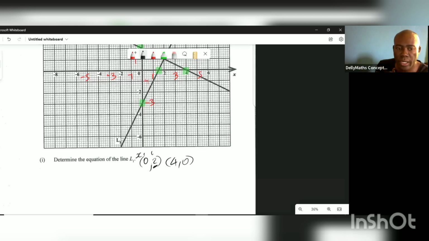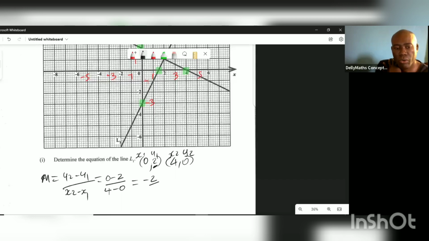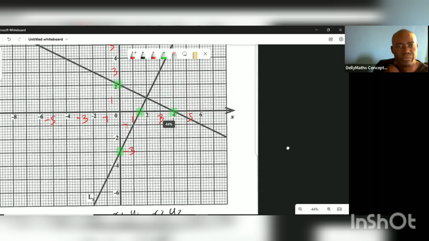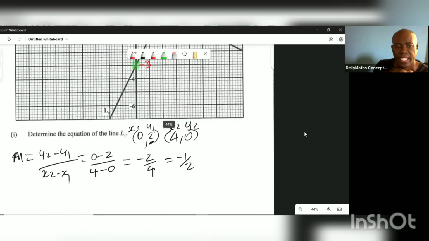So I could say x1, y1, x2, y2. And we know that the gradient m is equal to y2 minus y1 over x2 minus x1. So this is going to equal 0 minus 2 over 4 minus 0. So I'm getting -2 over 4, which is -1/2. So my slope is -1/2. And if you look, you could see your slope is -1/2.